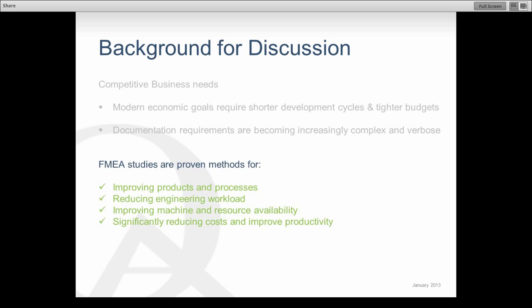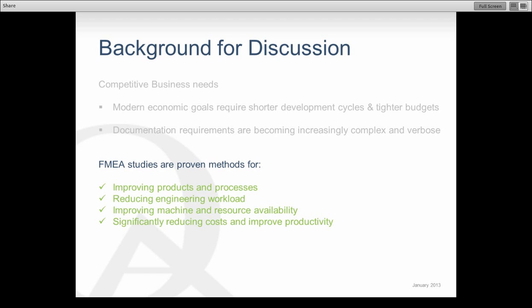FMEA studies are proven methods for improving products and processes. So FMEAs, by definition, help to identify potential failure modes and causes of those failures. But not only that, they help the team brainstorm methods to control or reduce those causes and improve those detections. Also, FMEAs are great for reducing engineering workload. For example, if we're able to prevent issues from happening or prevent these causes from taking place, our engineers can focus then on the next products that are coming through, the next engineering tasks.